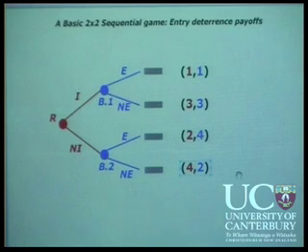So it's important to be able to know, in these games of complete information, we're going to have the players know the payoffs in the game.